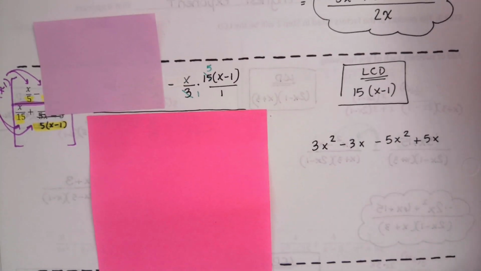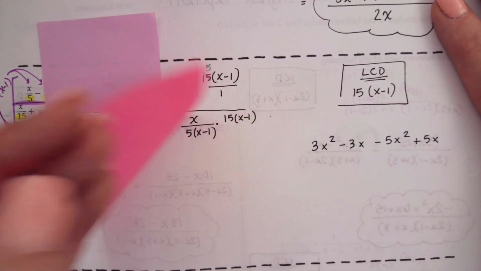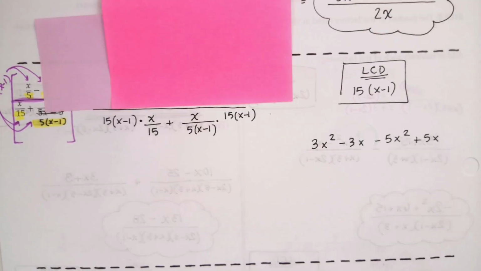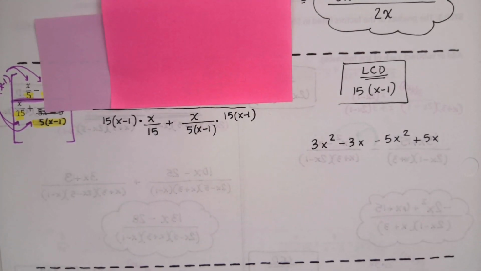Okay. Looking at our big giant denominator now. Again, just one part at a time. Don't overwhelm yourself.